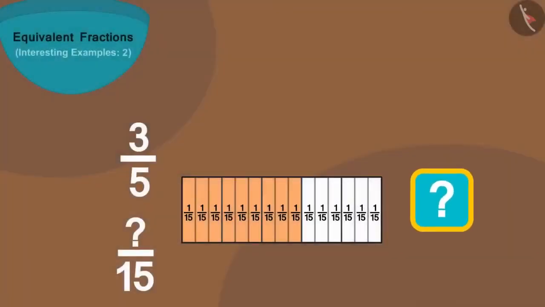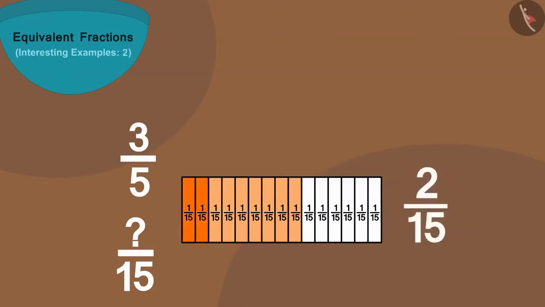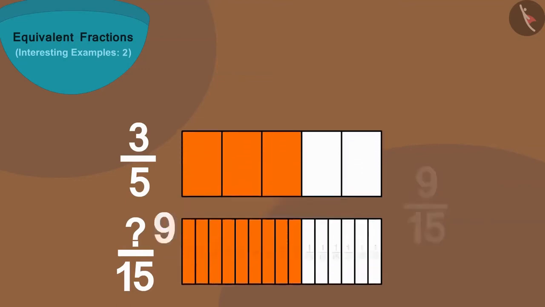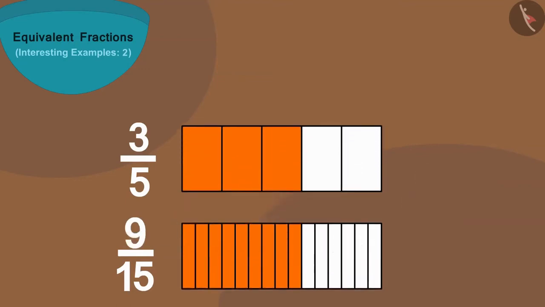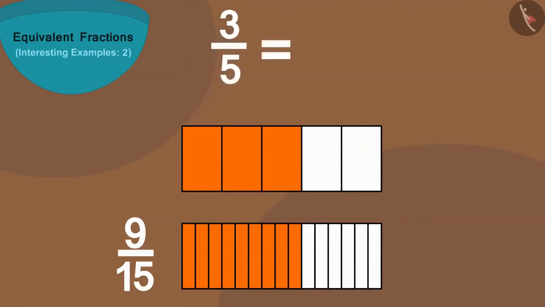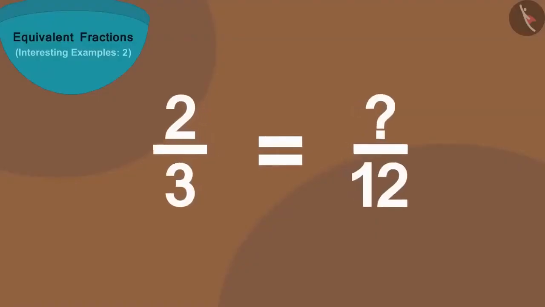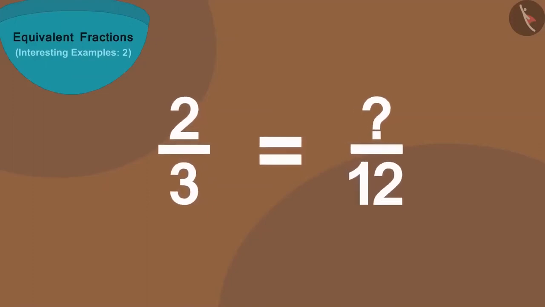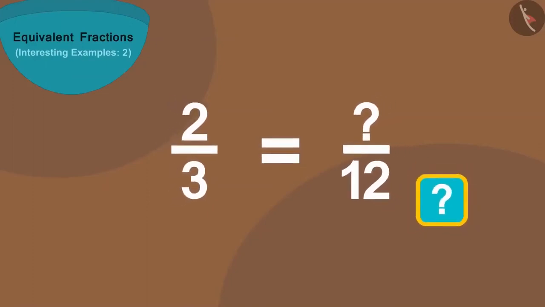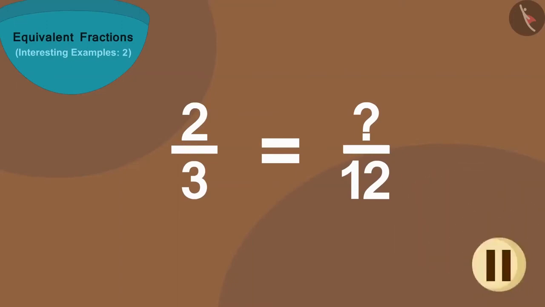Can you now tell how many parts out of 15 are equal to 3 colored parts of the bottom strip? Let's see. Yes, 9 parts. In this way, 3 by 5 is equal to 9 by 15. This is Raju's last fraction. Children, can you find this last fraction? If you wish to, you may find it by stopping the video.